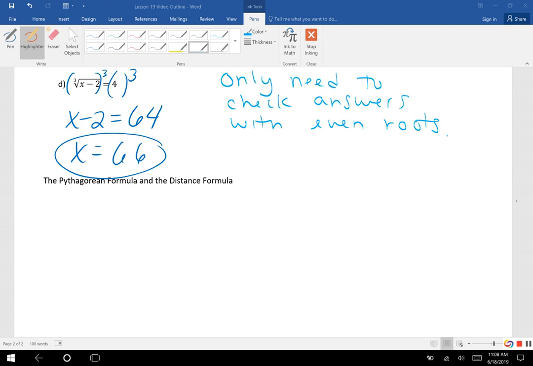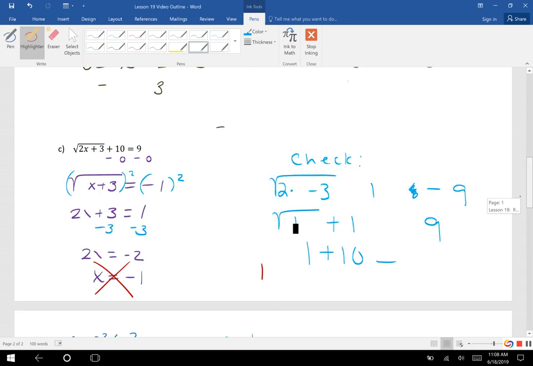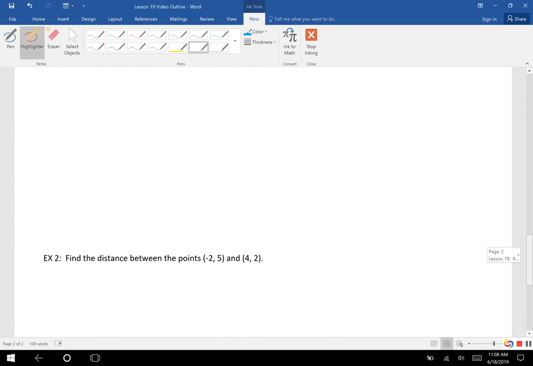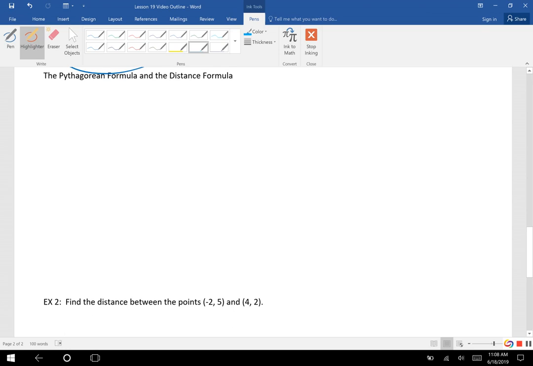So finally, the last thing I want to talk about in this lesson is a special type of equation that has square roots in it, and that would be the distance formula, which is just a variation of the Pythagorean formula. So we learned in the past the Pythagorean formula applies when we have right triangles, and that the sum of the squares of the sides of the triangle equals the square of the hypotenuse. A squared plus b squared equals c squared.